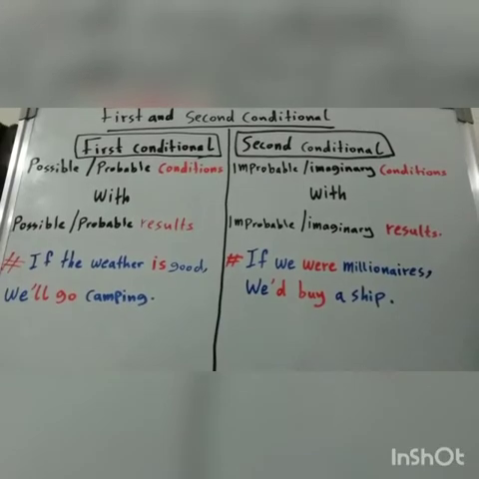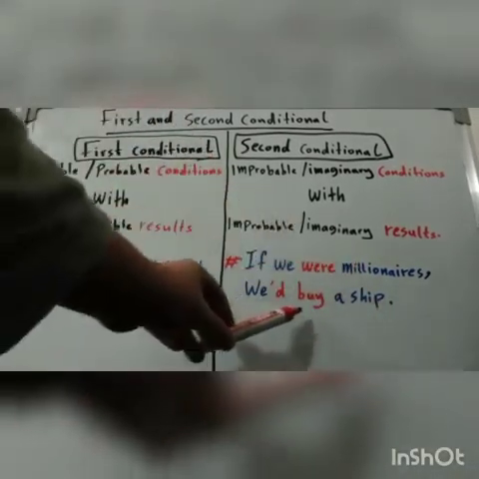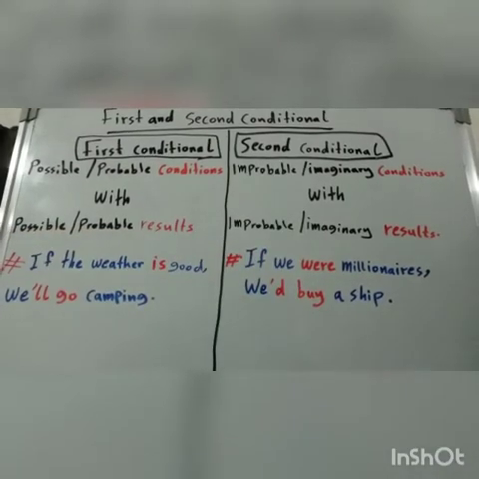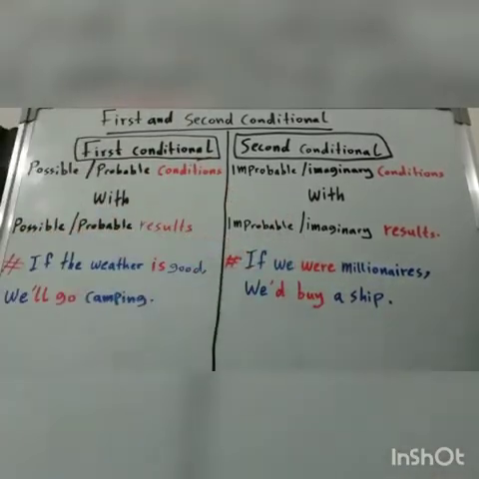Let's look at the example. If we were millionaires, we'd buy a ship. Unfortunately, in reality, we're not millionaires, but we're imagining that if we were millionaires, we'd buy a ship.